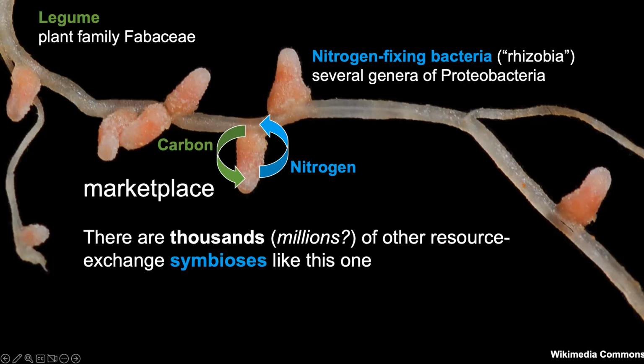Okay, so this mutualism itself is quite cool and well studied, but it's by far not the only thing that works like this. There are thousands, probably millions of other resource exchange symbioses like this one in other plants, in animals, and in humans. And so this is a really excellent model for a couple of reasons, but it's not a unique or aberrant example.